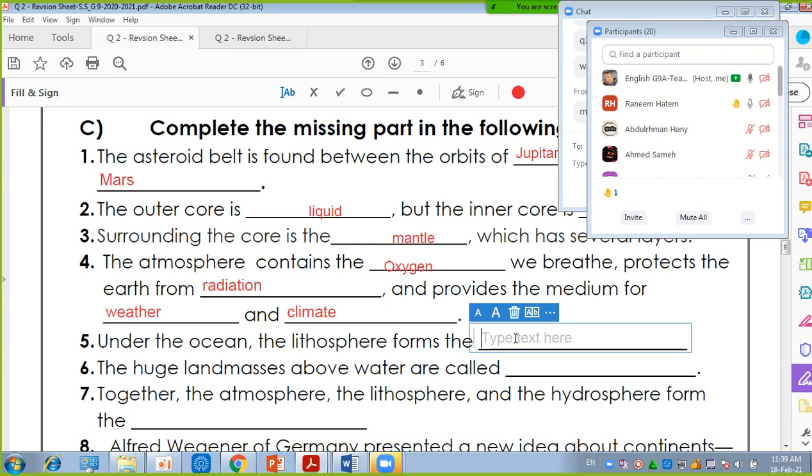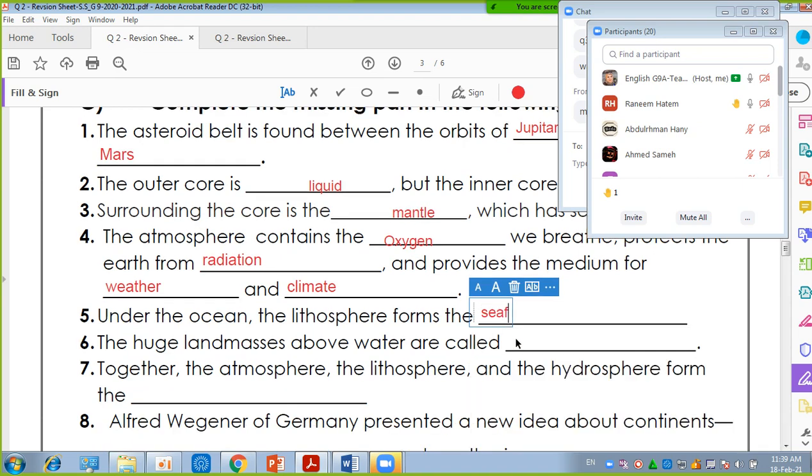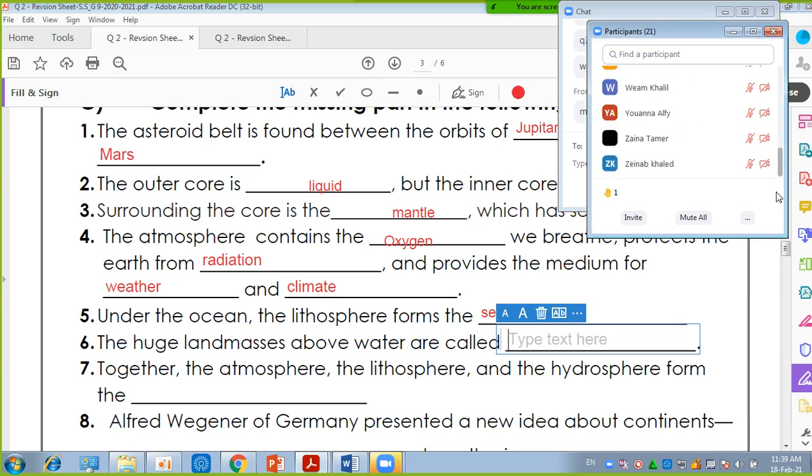Yes, miss. Under the ocean, the lithosphere forms. What do you call the lithosphere under the ocean? The bottom of the ocean, what do we call it? Sea floors. Oh, yes. I feel you think so deep, although it's so shallow. The answer is so close to you, but you are trying to tell yourself it's maybe harder than that. Thank you, Raneem.